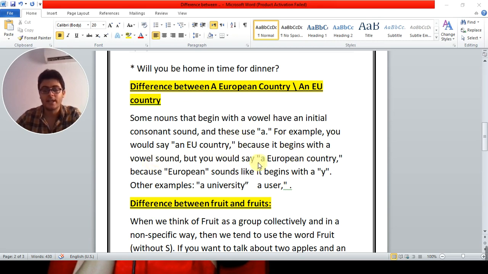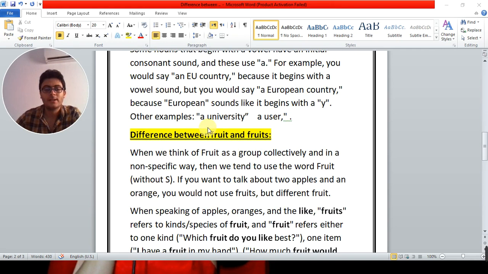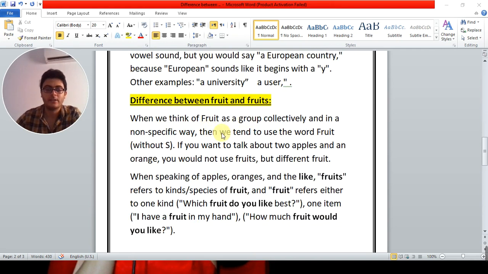But when you say a European like uniform, we're dealing with the sound U. European country. Because European sounds like it begins with a Y, and as I said, we're dealing with sounds, not letters. For example, a university, a user, but an umbrella, an umbrella. Right. What is the difference between fruit and fruits?